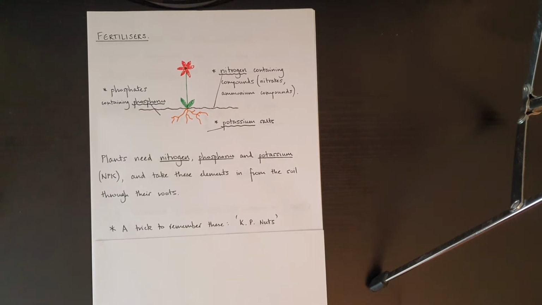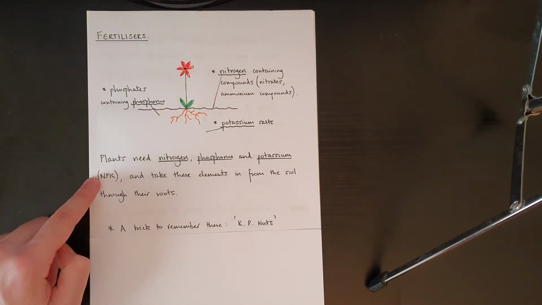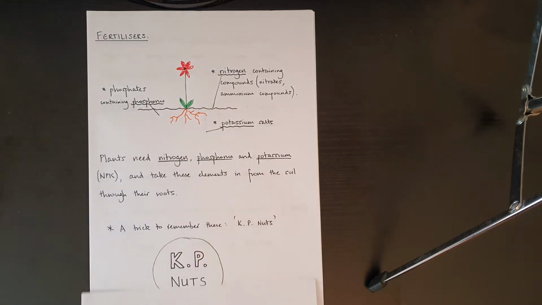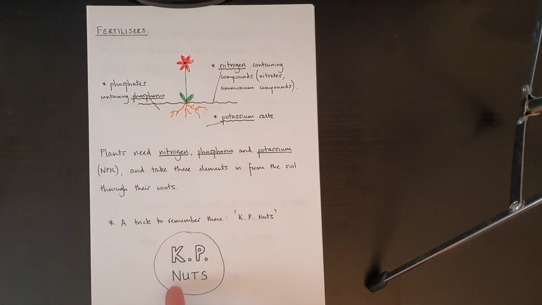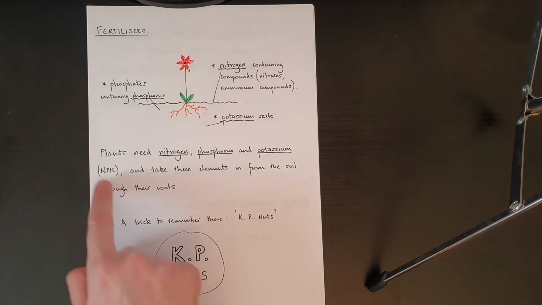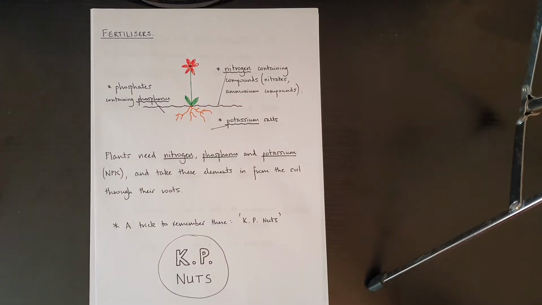And a trick to remember these three elements, if you can't remember NPK, is to remember KP nuts, like a bag of nuts, because KPN contains all of those NPK elements that we have to remember. So KP nuts if you are stuck remembering NPK.